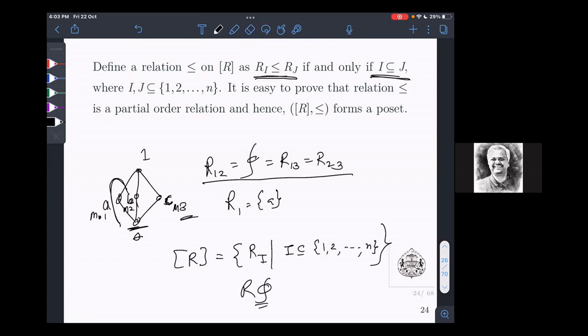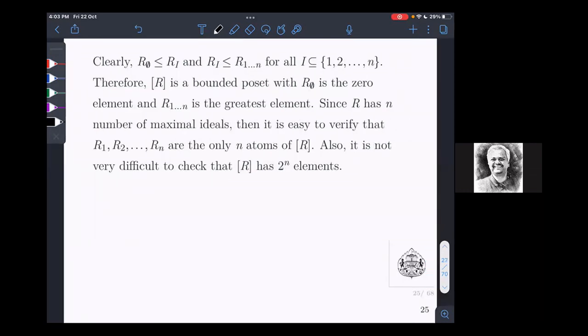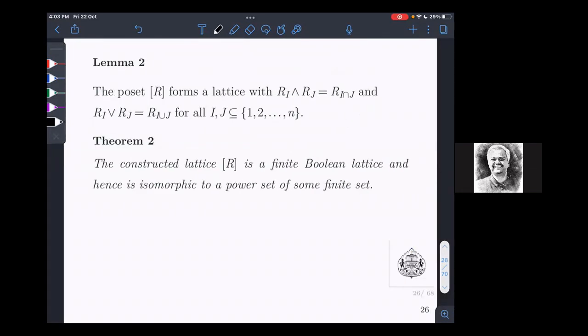Just like a compressed zero divisor graph, it is sort of equivalence classes we are playing with, and we do define a partial ordering on this square R. And you will observe that Ri is a subset of Rj if and only if I is a subset of J. And this becomes a poset. Later on, you can prove that square R is a finite Boolean lattice.